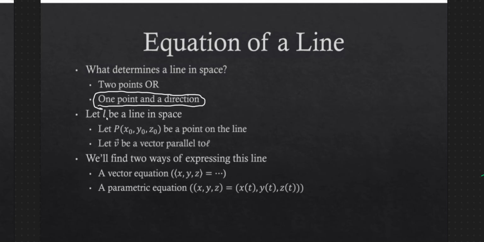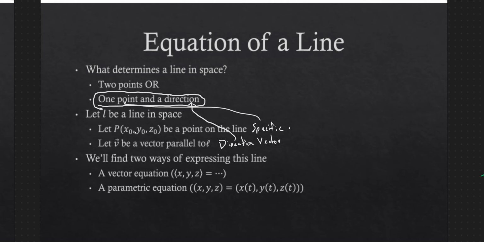So how we're going to do this is we're going to be given a line in space, and we'll have a fixed point that we know is on the line, x naught, y naught, z naught. Think of this as a fixed point. You can replace these with numbers, 1, 3, 5, for instance, just a specific point that's on the line. And then we'll have a vector parallel to the line. This is going to be our direction vector. This tells us our point that's on the line, and this tells us which way to move.